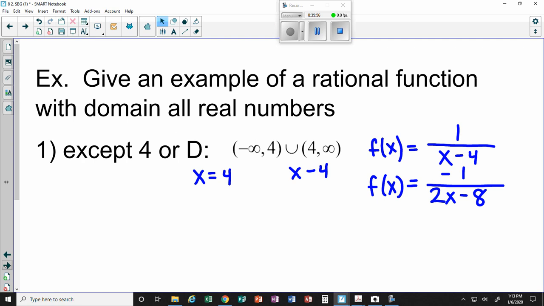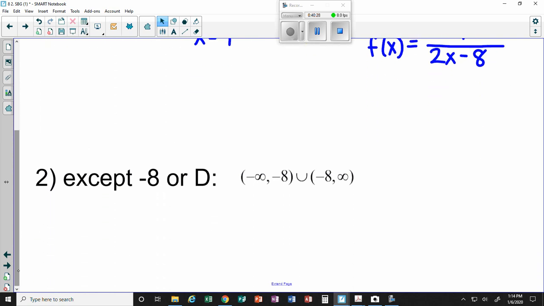Okay? So try number 2 right now, see if you can do number 2. Just give one. It doesn't say give an example. There's a whole bunch of options. For number 2, what do they all have to have? You can have some different things, but they all have to have x plus 8 as a factor in the denominator.